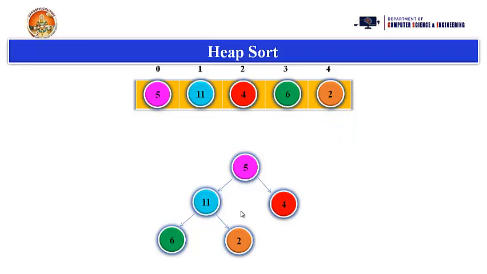Now we need to implement this tree as a heap tree. So what are the types of heap trees? We have a min heap tree and a max heap tree. Now in this example, I am taking the max heap tree. So what is a max heap tree? Always the parent node should be greater than or equal to its children.